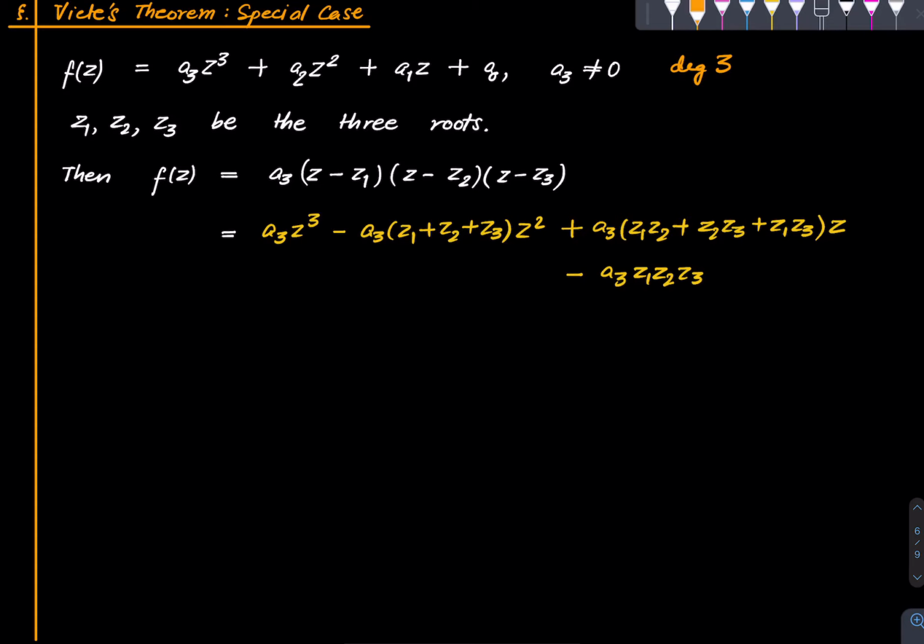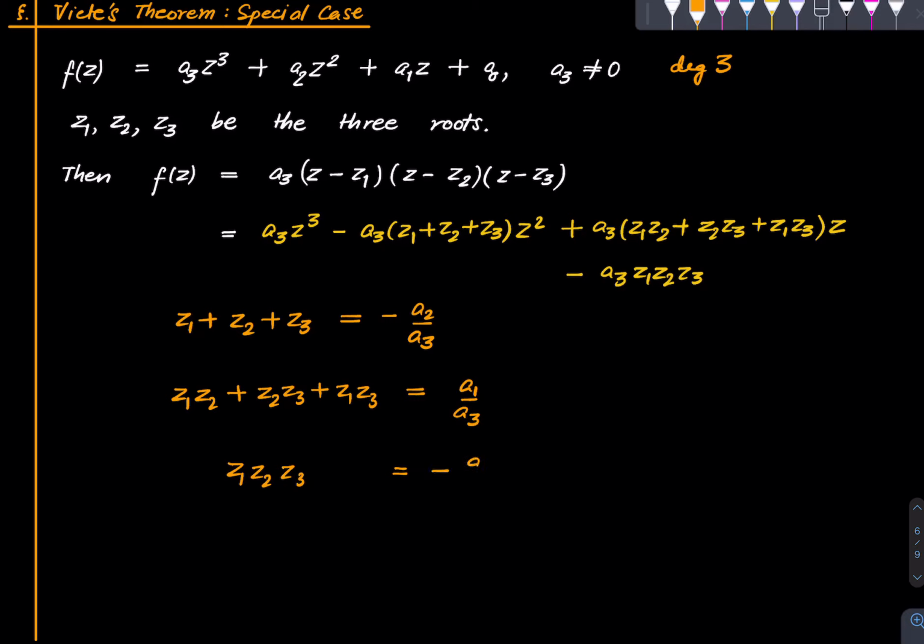So if we match the coefficients, what we get is that z1 plus z2 plus z3 is minus a2 upon a3. z1 z2 plus z2 z3 plus z1 z3 is plus, so it's just a1 upon a3, and z1 z2 z3 is minus a0 upon a3. So that's immediate from matching the coefficients.